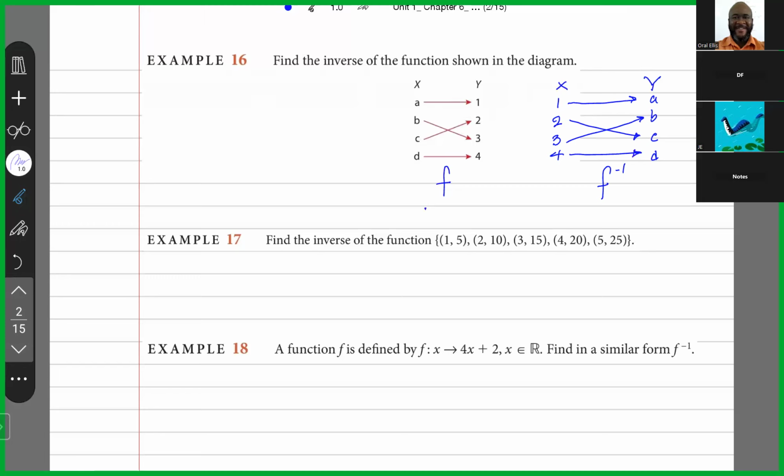So if you're asked to find the inverse of a function, technically what you're being asked to do is to interchange the domain and the range values, to interchange the x and the y values, so that the range of f becomes the domain of f inverse, and the domain of f becomes the range of f inverse.